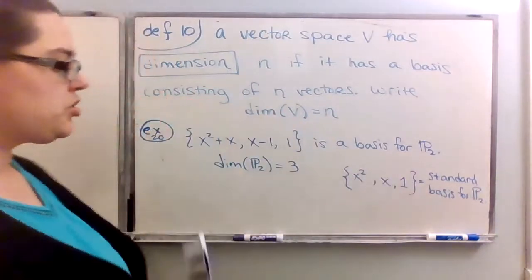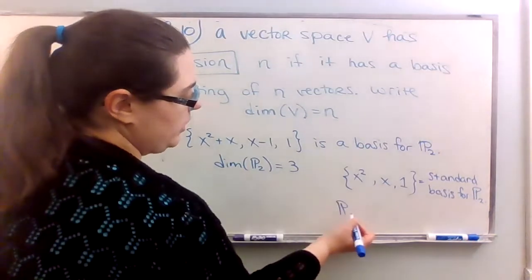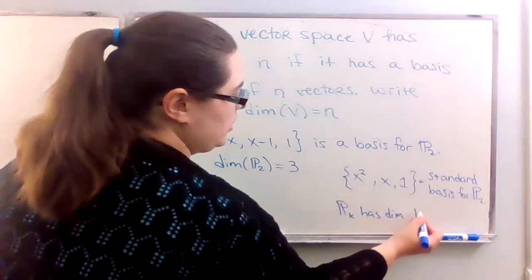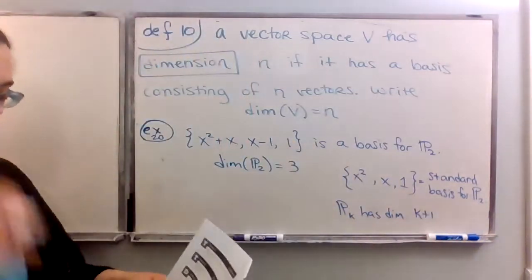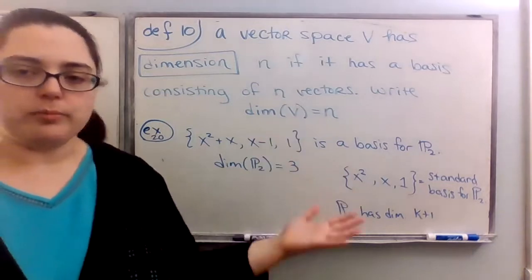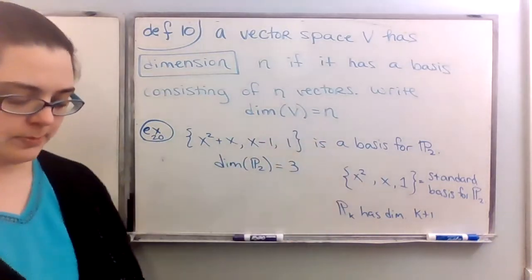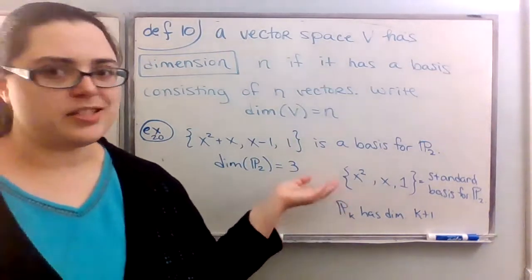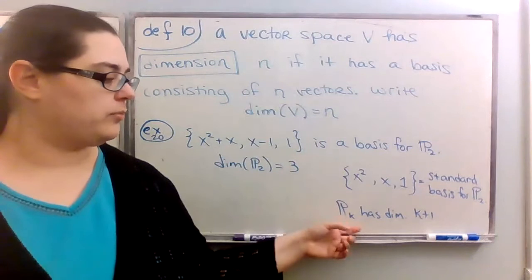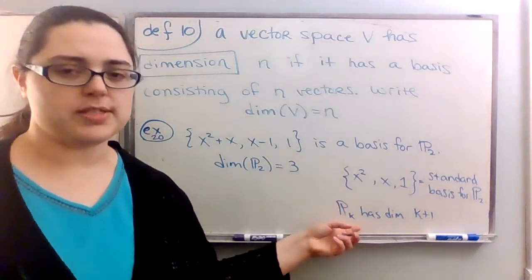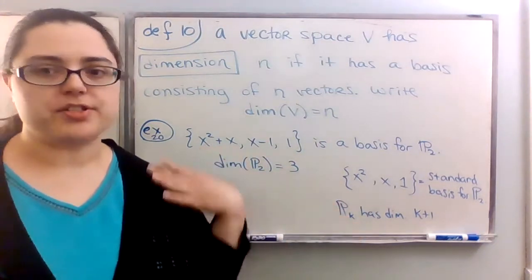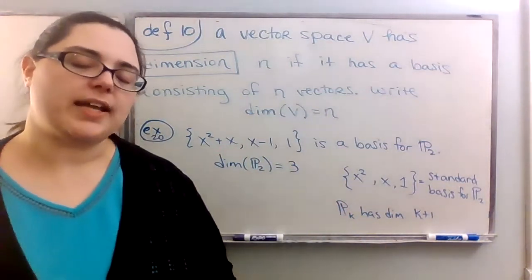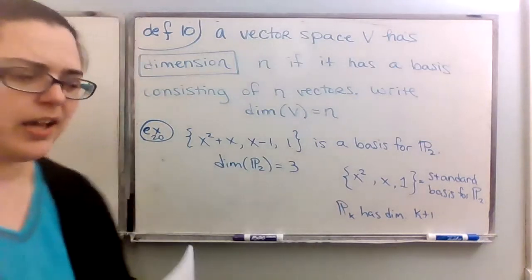Okay. So in general, P_k has dimension k plus 1. So the dimension of P_k is going to be 1 bigger than whatever that highest degree is. So we have a standard basis for our degree k or lower polynomials. Let's talk a little bit about the vectors in R^n. So like those column vectors and row vectors, what would be a standard basis for R^n? Let's define that.